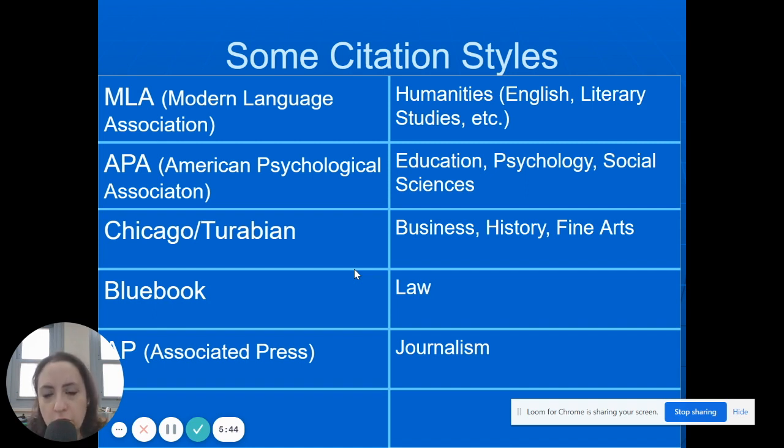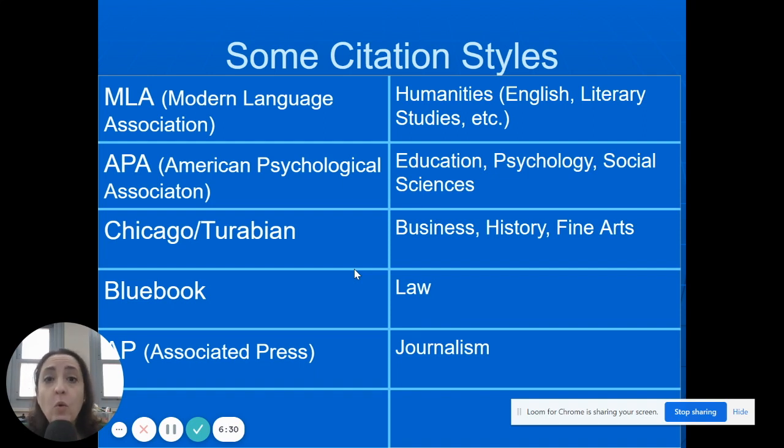The Chicago or Turabian style is typically used in business, history, or fine arts. The Blue Book style is usually used in writing about law. AP or Associated Press is used for journalism, although some journalistic organizations, for example, the New York Times, have their own style guide. They don't use the Associated Press style.